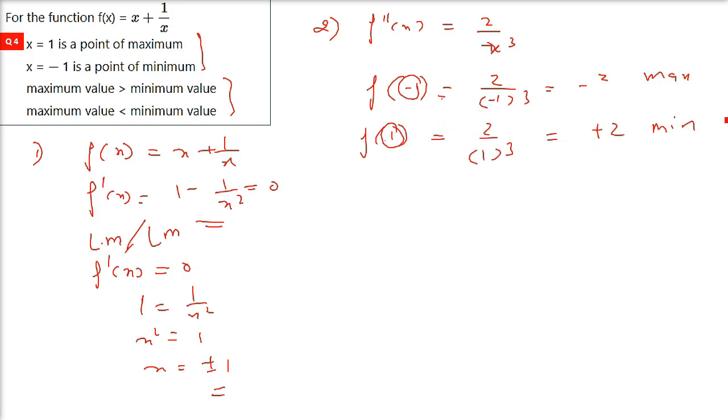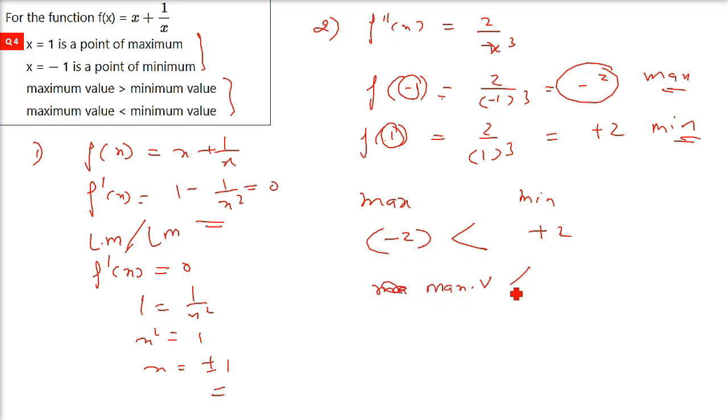And what kind of result has this double differentiation given us? Whether x equals 1 is a point of maximum, we'll just check. But what is the maximum value? It is negative 2. What is the minimum value? The minimum value is plus 2. So the maximum value is actually less than plus 2; you can say that the maximum value is less than the minimum value. The negative value minus 2 is giving you the maximum. So the maximum value is actually less than the minimum value.